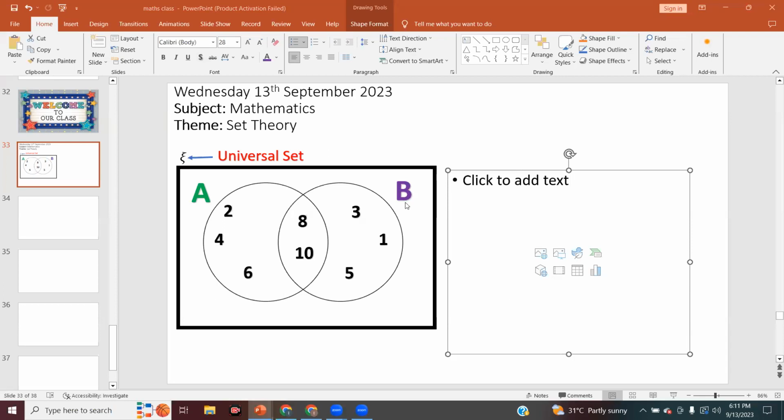All right, so set A. What are the elements that are in set A? 2, 4, 6, 8, 10. Very good. And Kaden, what are the elements in set A again? 2, 4, 6, 8, and 10. Okay, 2, 4, 6, 8, and 10.